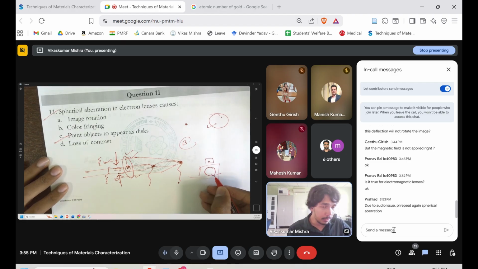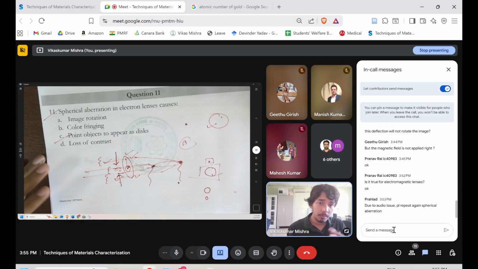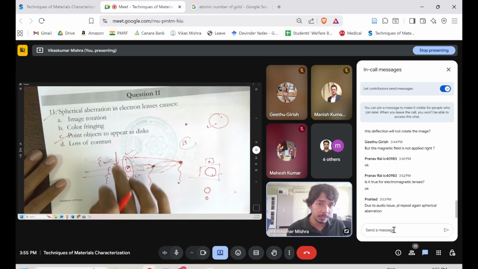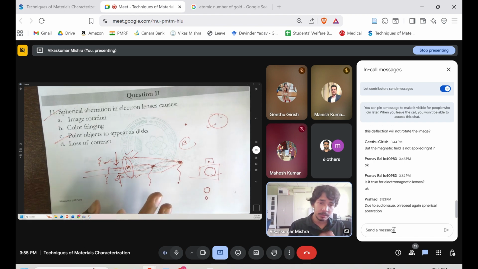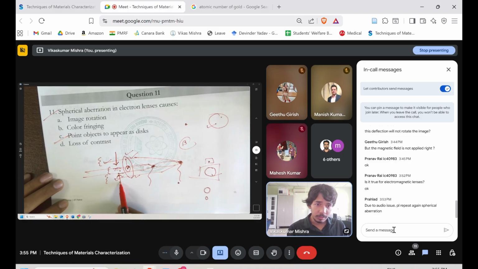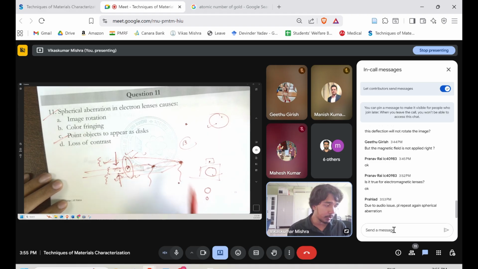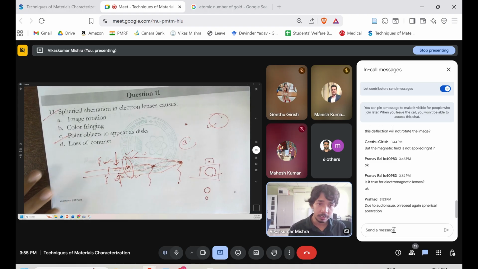The size of the disk of least confusion will keep on decreasing as you keep on decreasing the aperture. But if you keep decreasing the aperture size, the number of electrons passing through the entire optic path will decrease. Less electron, less brightness, less interaction with the specimen. Our aim is to interact the electron with the specimen. So when you decrease the aperture to minimize the spherical aberration, you are also decreasing the number of electrons, the current, striking the specimen. So this, on average, is the spherical aberration we need to be aware of.